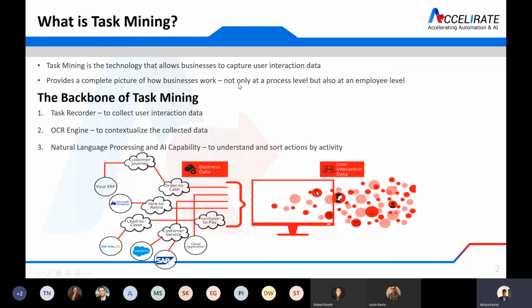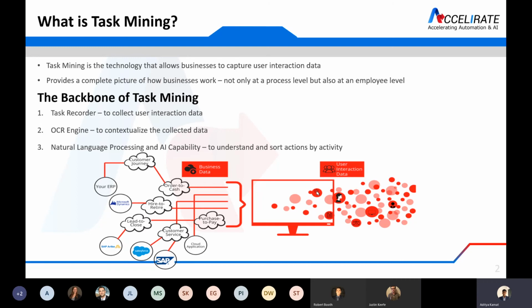So task mining relies on three major things. The first one is a task recorder. In order to collect user interaction data, the user interactions have to be recorded. To do so, an agent is installed on each employee's computer. The recording agent collects clicks, scrolls, and user actions, along with their timestamps and screenshots. All of these interactions are then pushed through to the OCR engine.